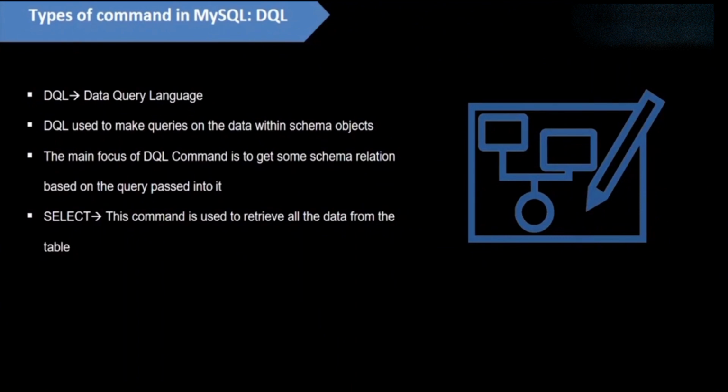Now we will have a look at the types of commands in MySQL, the DQL one. DQL stands for data query language, and it is used to make queries on data within schema objects. The main focus of DQL is to get schema relations based on the query passed into it. We have one command under DQL, called select. This select command is the key for all queries, you can say. Whenever you want to fetch data from your database, you need to use the select command. So let's go to MySQL Workbench and see how we can use select.